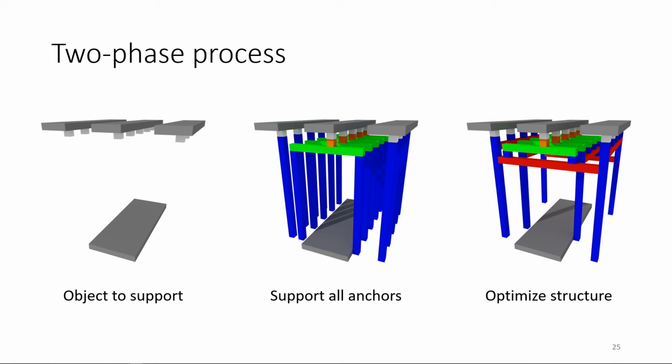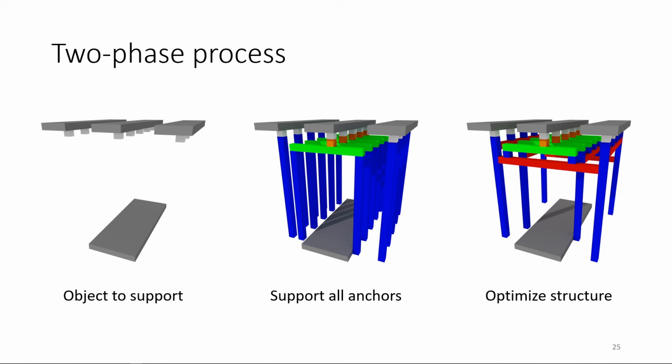synthesize a solution supporting every anchor with a restricted set of structures. You can see here how the algorithm generates support structures that avoid the obstacle for the middle slab, while it generates simple vertical pillars for the outer slabs instead. This first solution is very inefficient and can be improved.